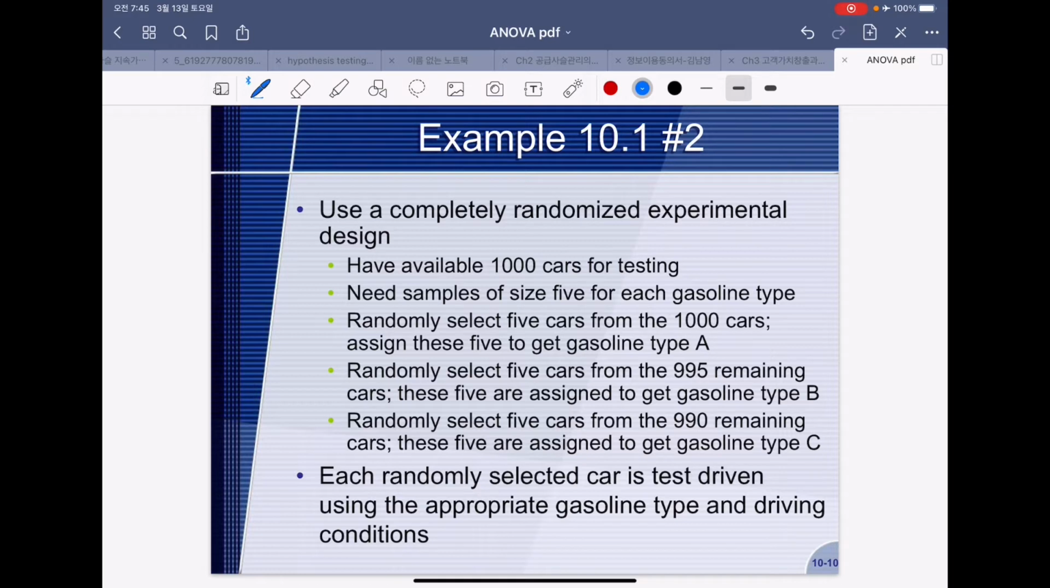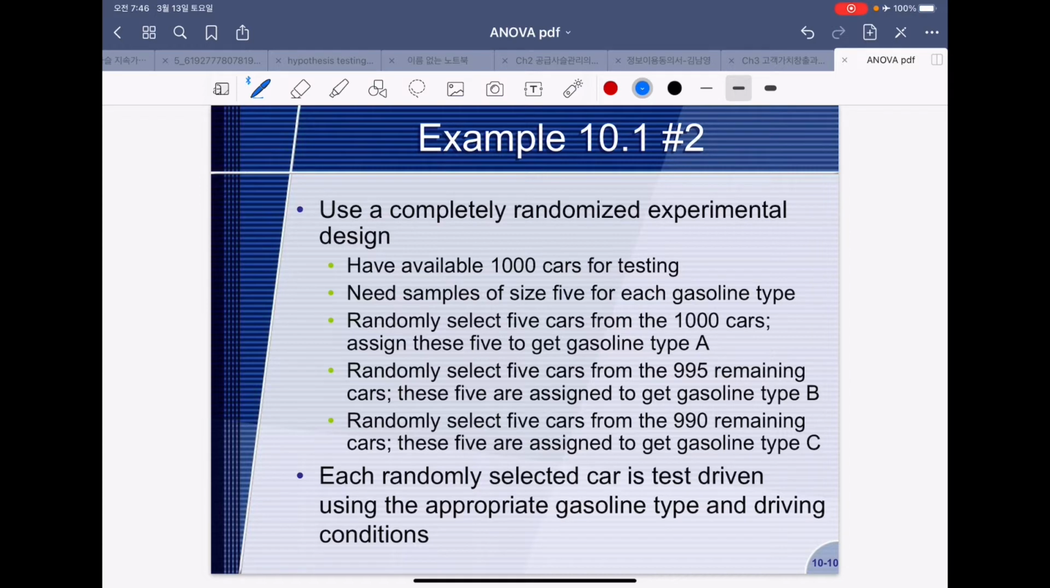Suppose you have 1,000 cars, which have the same type of engine size. So you randomly select 5 cars from 1,000 cars, and you are going to give gasoline type A to 5 cars. And then you select another 5 cars from the 995 remaining cars, and these 5 cars are assigned to get gasoline type B. And another 5 cars from the 990 remaining cars, and these 5 cars are assigned to get gasoline type C.